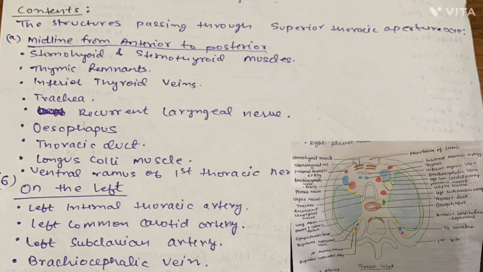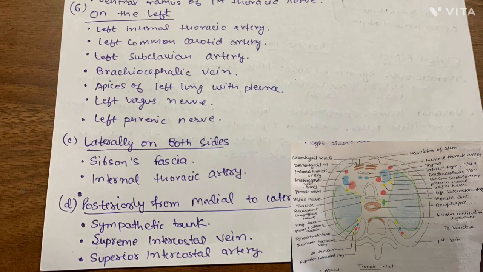Now moving on to the left. On the left, there is the left internal thoracic artery, the left common carotid artery, the left subclavian artery, and the brachiocephalic vein, and the apex of the left lung with pleura, and there is the left vagus nerve and left phrenic nerve.